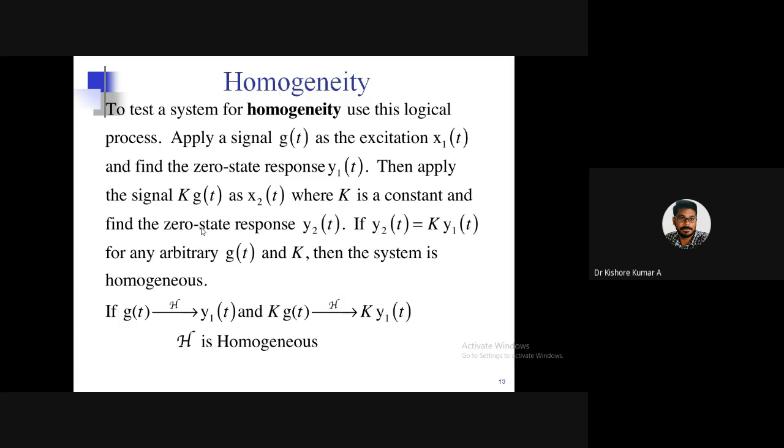So we apply the signal kg of t as x2 of t for finding the zero state response. Now if y2 of t is nothing but ky1 of t, for any arbitrary values of g of t and k, then the particular system is homogeneous. So in short, if g of t leads to y1 of t, kg of t also leads to ky1 of t. Whatever signal you multiply at the input, the same factor applies in the output response also. So the system H is said to be homogeneous.